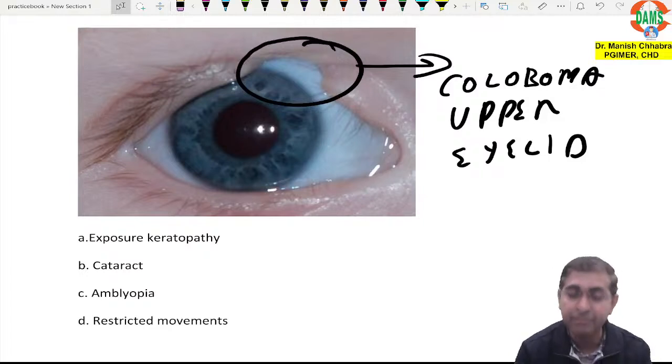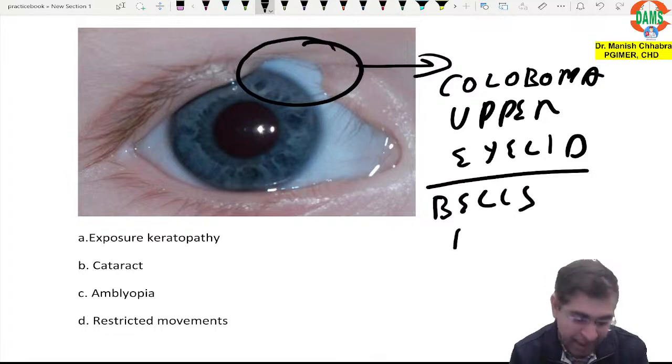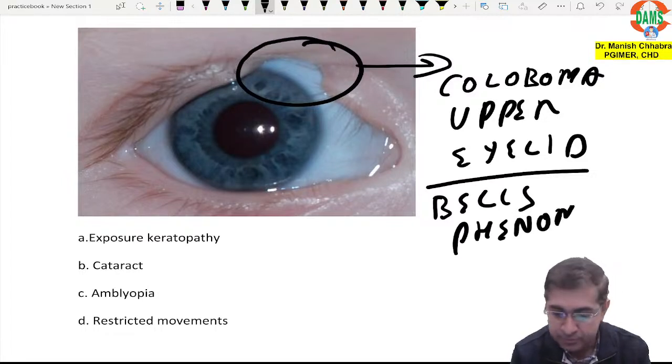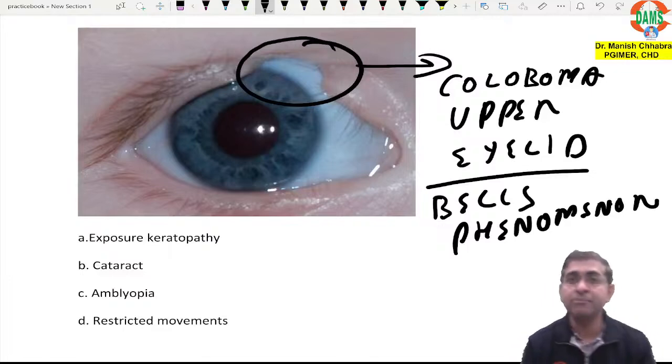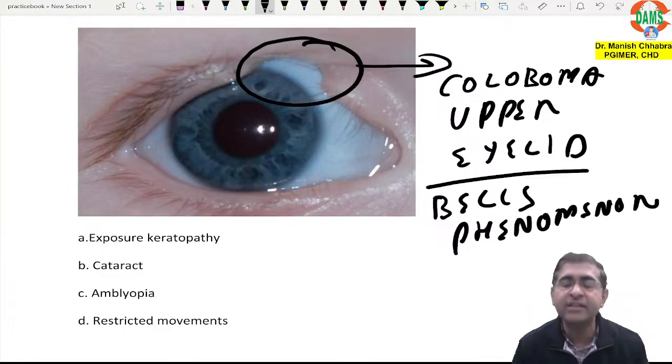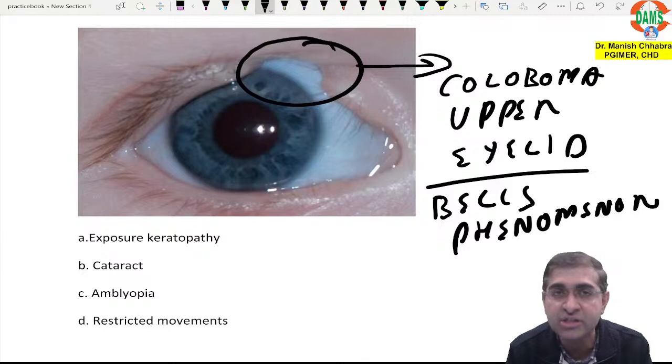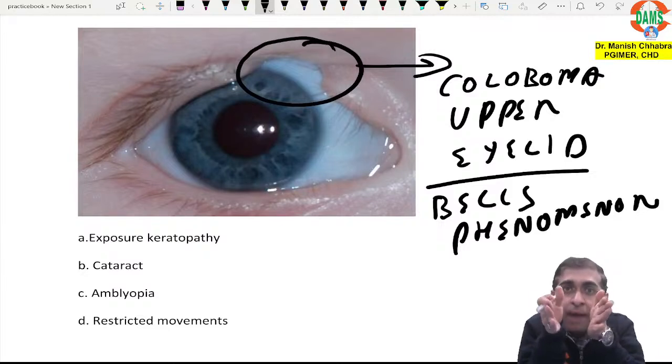since it is on the upper side, you know there is a phenomenon you call Bell's phenomenon. Bell's phenomenon is a normal phenomenon. Any person who closes the eyes, the eyeballs will roll up and outside.